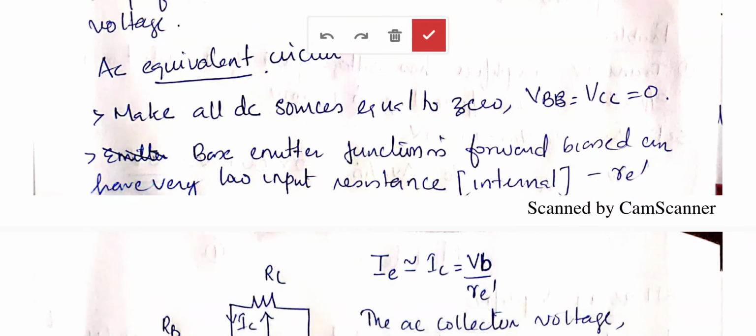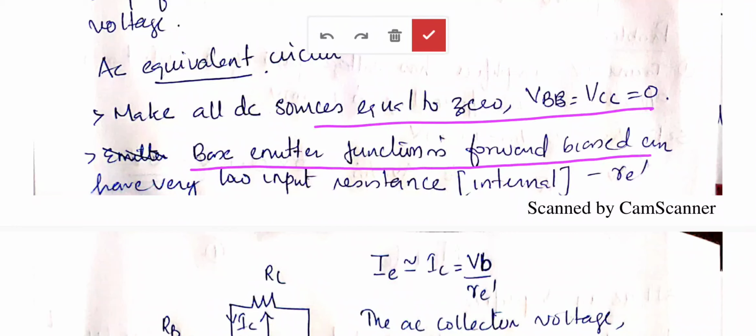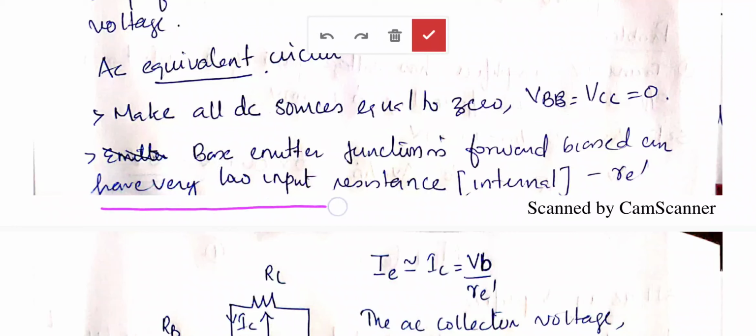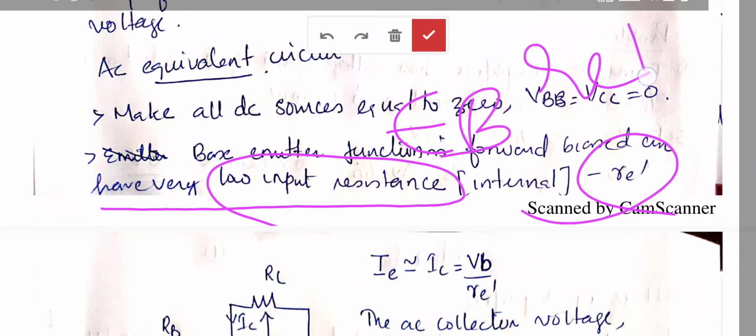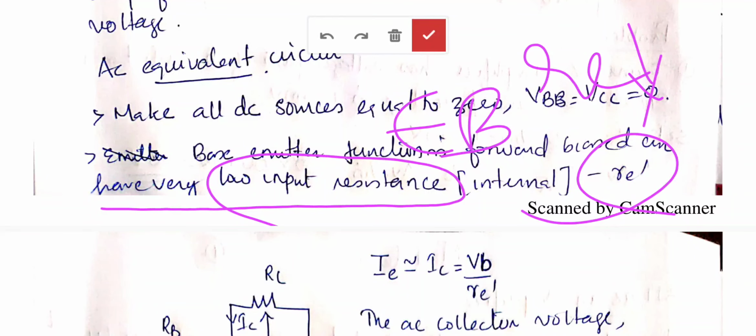Make all DC sources equal to 0, that is VBB is equal to VCC is equal to 0, and the base emitter junction is forward biased. So due to that, it has a very low input resistance given by RE dash. This is the first point: the emitter base junction is forward biased, so its input resistance is very low. We have studied in the case of a diode that its input resistance is very low. So an internal resistance has been considered, given by RE dash.